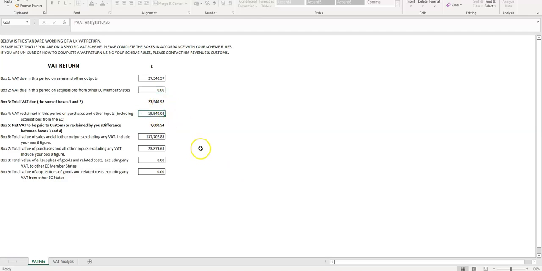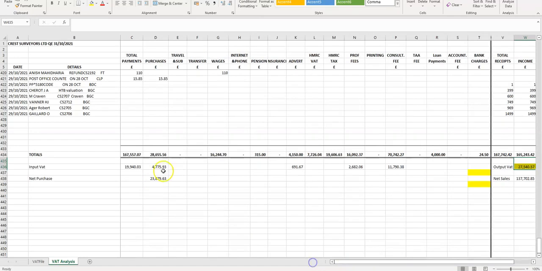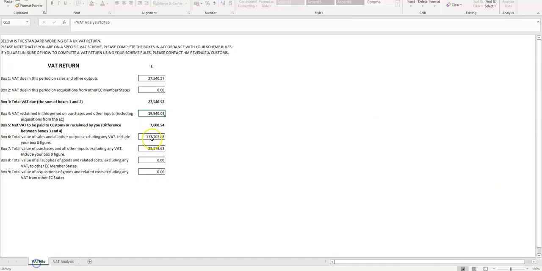Box number 4 is all about how much VAT we're going to claim from HMRC. So HMRC will pay us back. So you're going to check that. That is the total of the input VAT, that is 19,940 is the total of this. All this VAT we can claim back. So you can see here is 19,940, and after that, if we find the difference is 7,600.